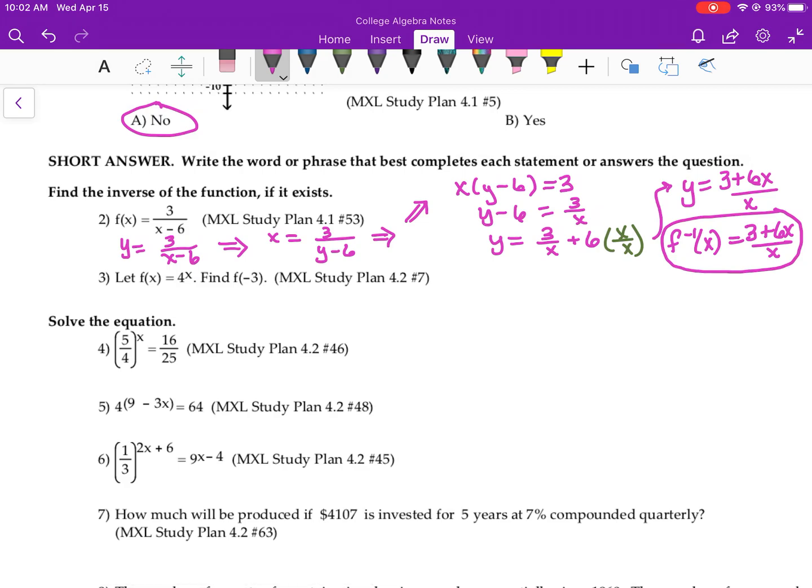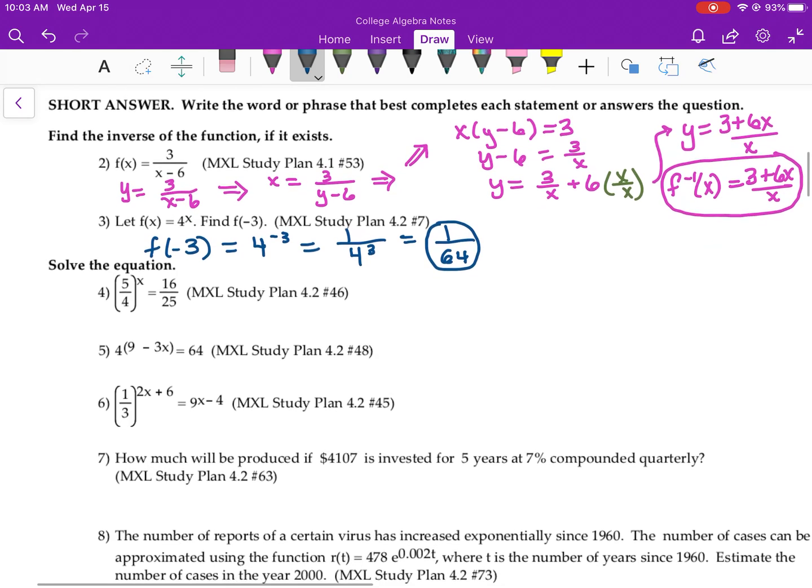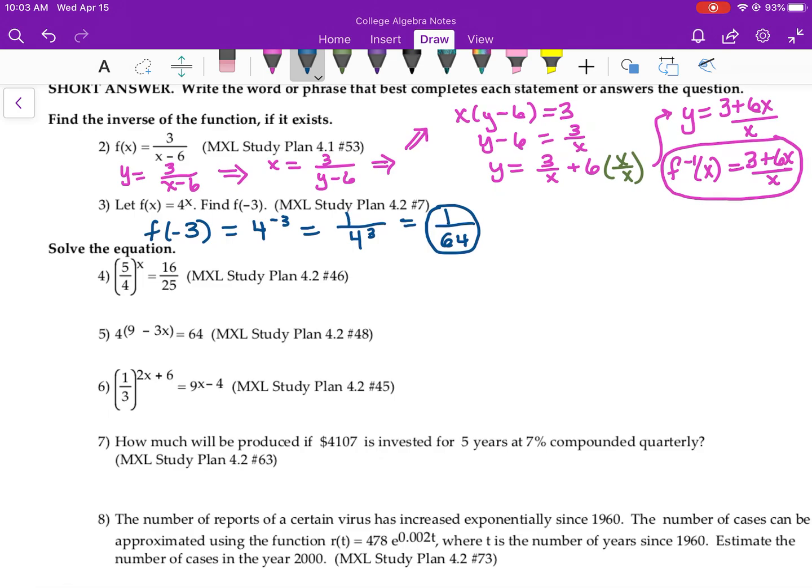Number 3 just says find f of negative 3. So that's just putting in negative 3 as your exponent. If you don't have a calculator handy, I can make the exponent positive by putting it down below. And I would get 1 over 64. Number 4.